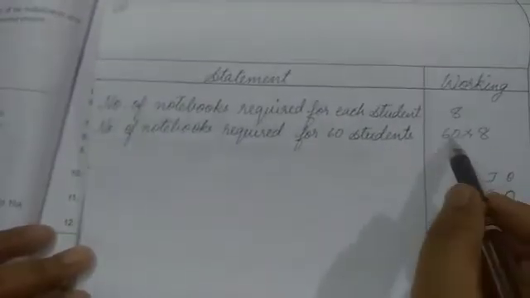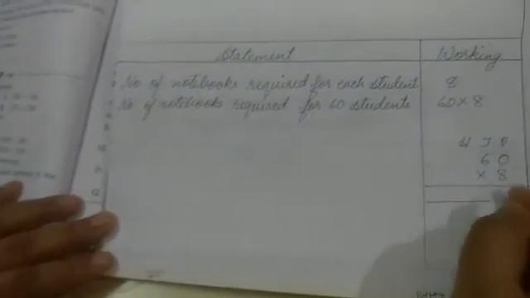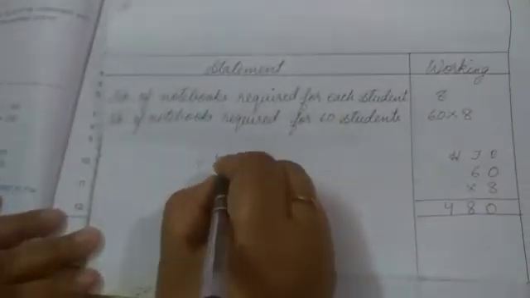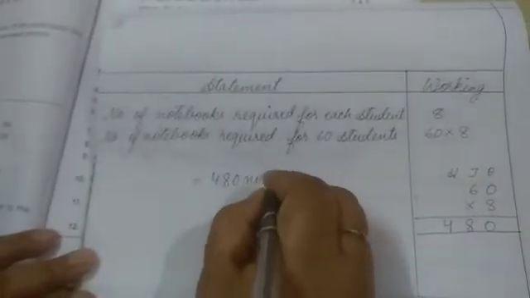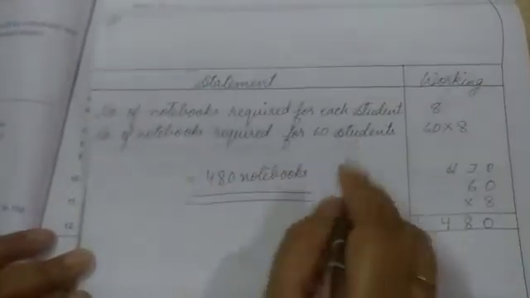So how much it will be? 60 into 8. Now multiply it. 8 zeros are 0. 8 6s are 48. So 8 you will write here and 4 here. So the answer will be 480 notebooks. That means 60 students will need 480 notebooks.